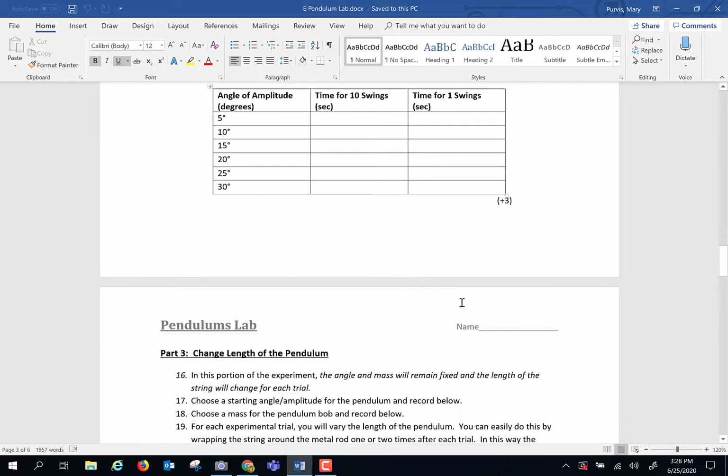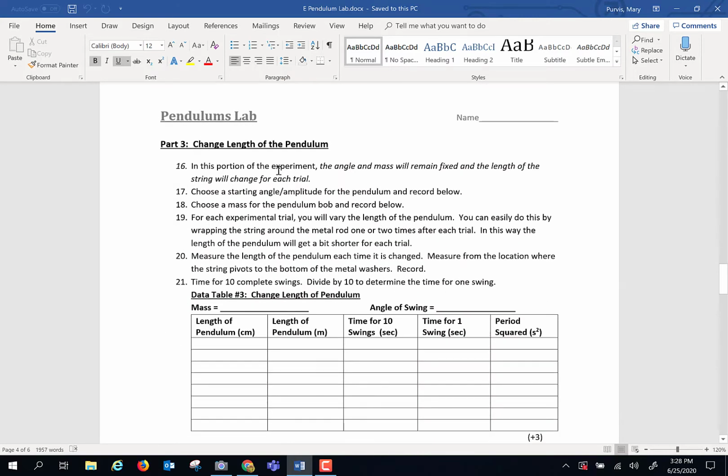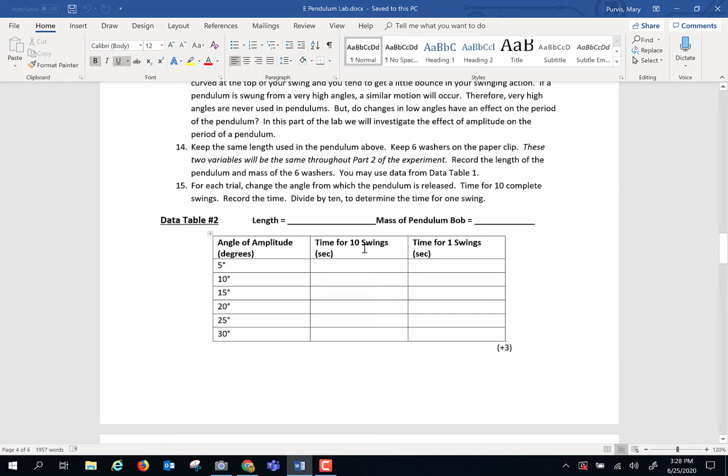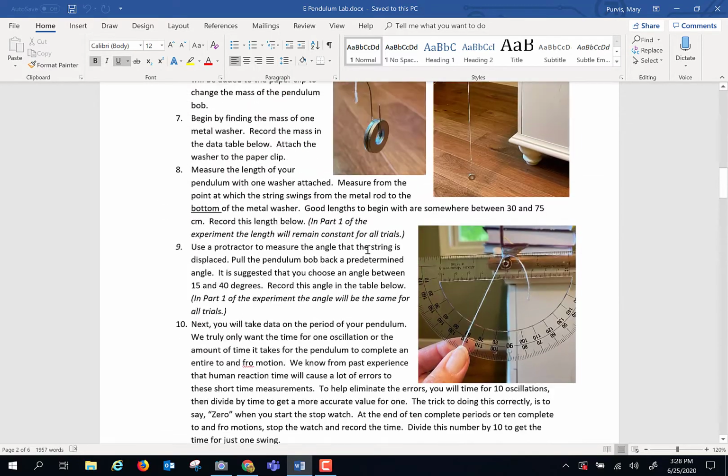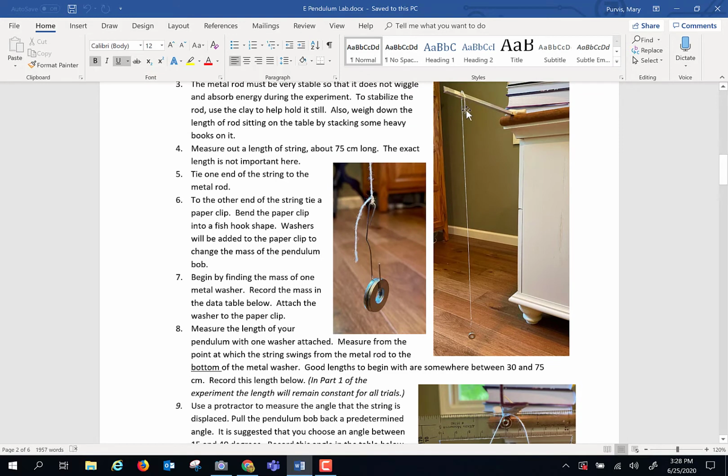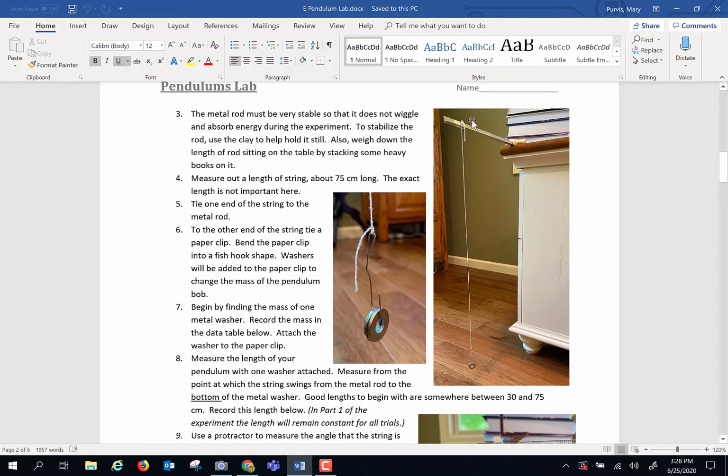And then in the third part of the lab, you're going to change the length of the pendulum. How are you going to change the length of the pendulum? Well, you're going to keep the angle and the mass on the bottom the same for this part of the trial. So we're changing 1 variable per trial. And the easiest way to change the length of the pendulum is every time you want to change the length, just take this string and loop it around the metal rod. You can loop it around once, you could loop it around twice. You're going to get 8 different length measurements and then time it for 10 to and fro's.